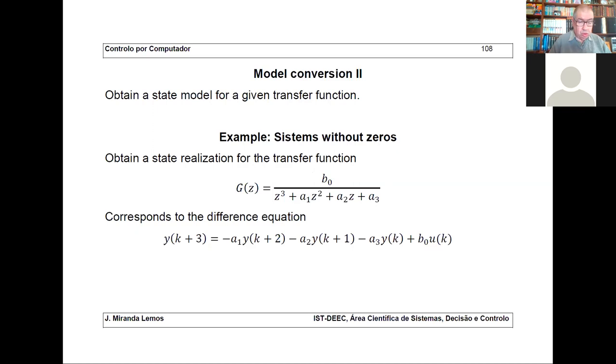Now, what you do, you start by building the difference equation. So you know that y of z is g of z u of z. So by simple algebra, you write the difference equation.